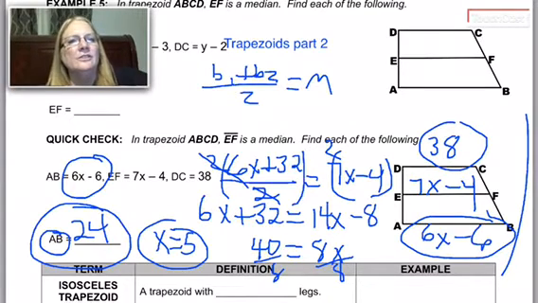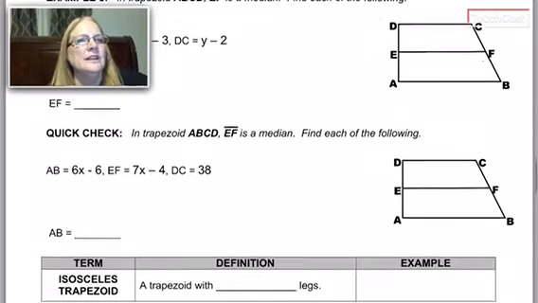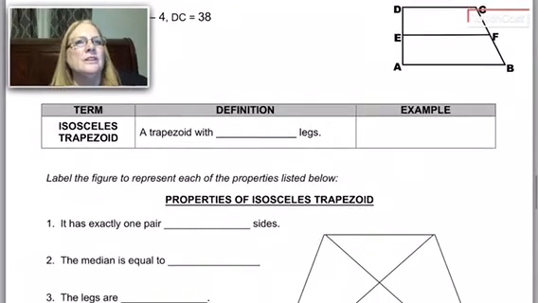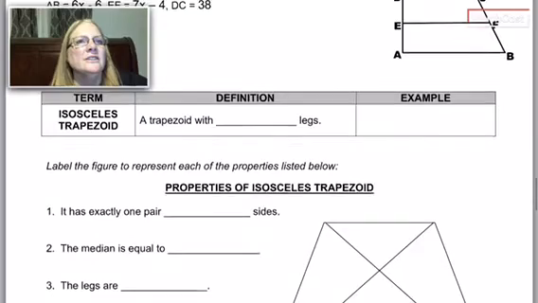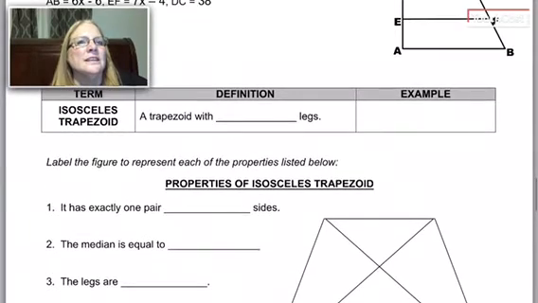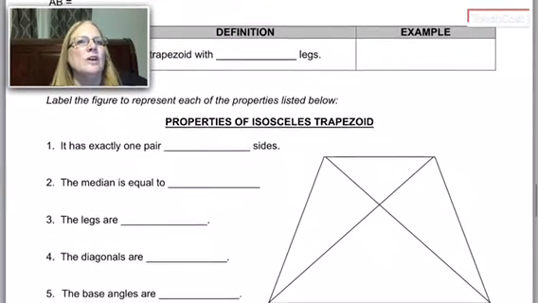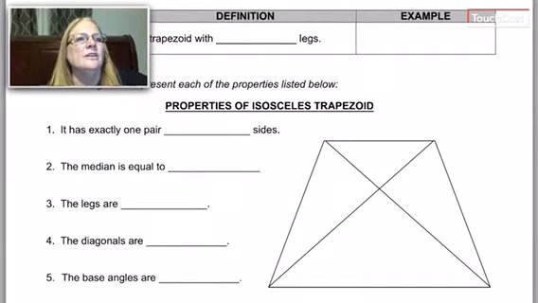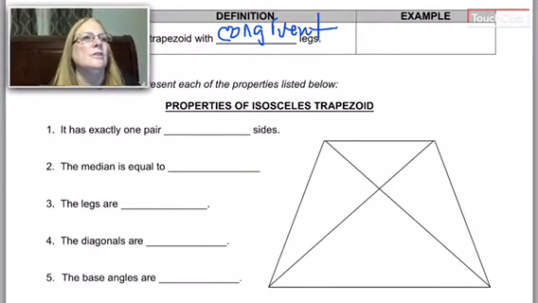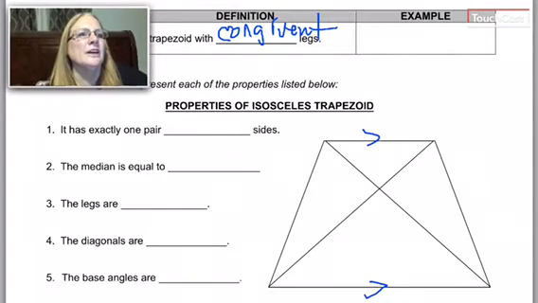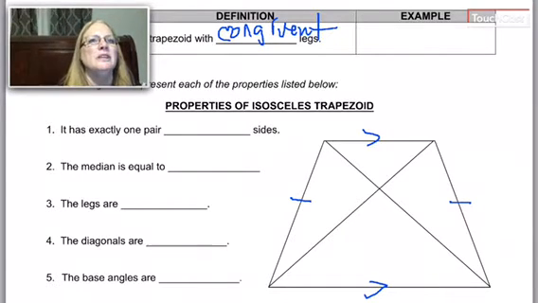All right, so now let's scroll to the next part, and here's another definition. An isosceles trapezoid is a trapezoid with congruent legs. Okay, so that means if these are the parallel sides, these would be the legs, and they would be congruent.